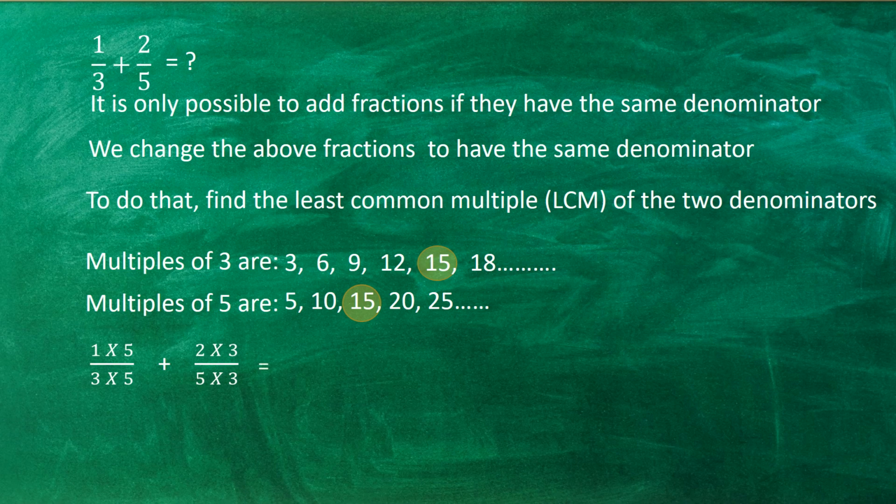So what we end up getting now is 5 over 15 for the first fraction and 3 over 15 for the second fraction. Now it's possible to add these two fractions, and easily we add the numerators. 5 plus 3 is 8, and we maintain the denominator the way it was, 15, and that gives us the final answer. Now let us see if we can do another example.